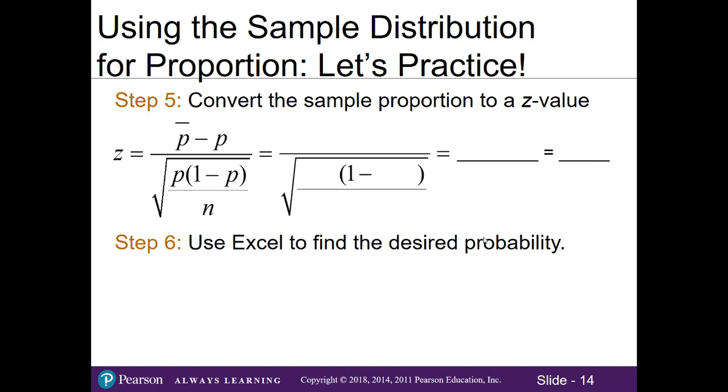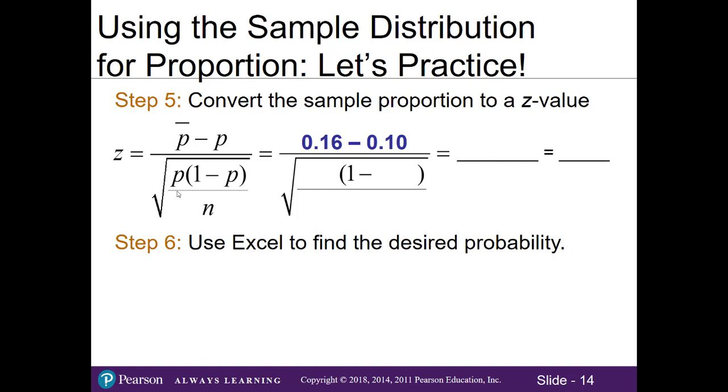So in step 5, we're going to convert the sample proportion that we found in the previous step into a z-value. So I'll go ahead and plug in first our sample proportion of 0.16 and our population proportion that the story told us, our little p, of 0.10. Note that this top part of our formula represents the sampling error. In the denominator, or in the bottom part of our formula, this is our standard error.